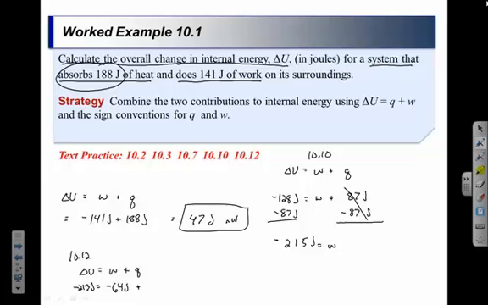So if I want to solve for heat, I can add 64 joules to both sides. So that will cancel, and I'll have the heat equals 64 minus 213. And that would be negative 149. So the heat that's being lost from the system would be negative 149 joules. Any questions about that?